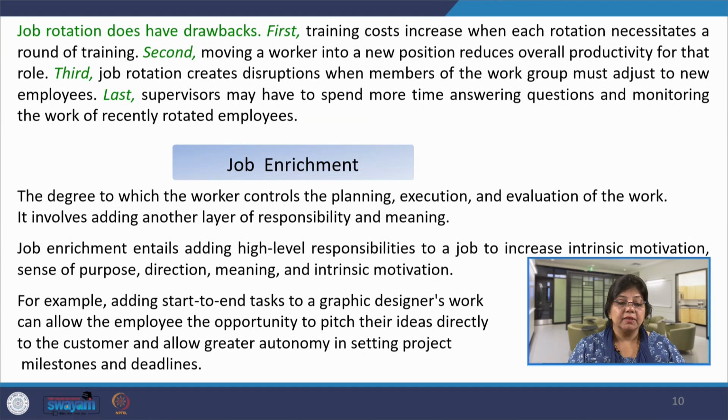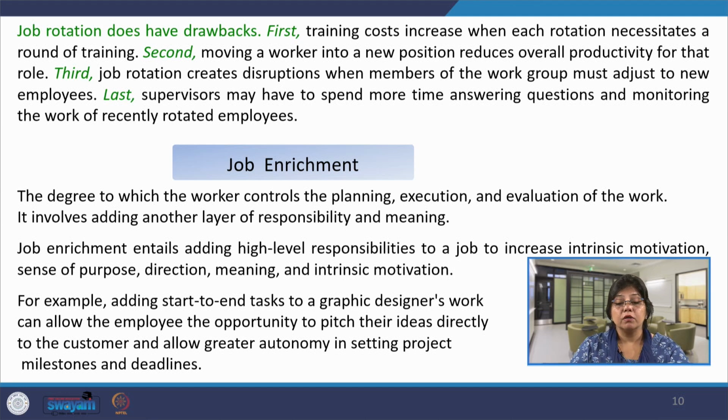But at the same time, it has some drawbacks. The first is that it entails a lot of training cost, because when an employee is engaged in cross training, the organization has to conduct different kinds of training programs in order to adapt to new areas or departments. So, this necessitates a round of training and involves a lot of cost.